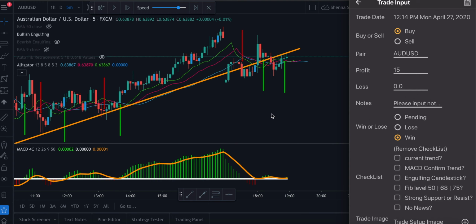Is the MACD confirming the trend that I'm looking at? Is there an engulfing candlestick? Is there a fib level of a 50, 60, or 75? Is it strong resistance support? And was there no news? So do I need all these to confirm? No, but I like to log it.